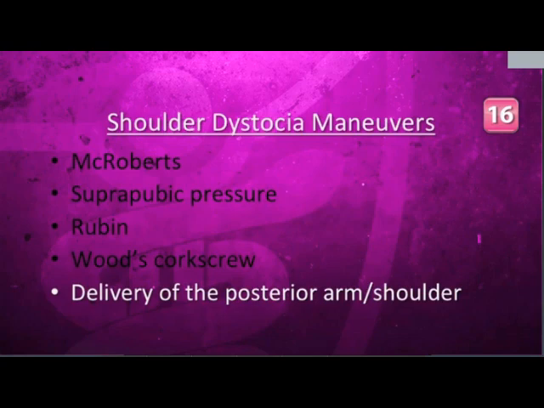The last one is delivery of the posterior arm or shoulder. So if you have an arm like this, and imagine this is my posterior shoulder, you try to get in there if you have enough room to grab this arm, and you basically sweep it across the chest like this, and then you try to get it out like that. And once you get that arm out, then hopefully you can get the anterior arm out as well. So you're sweeping it around, trying to pull it out like this. All right, so those are the major maneuvers.